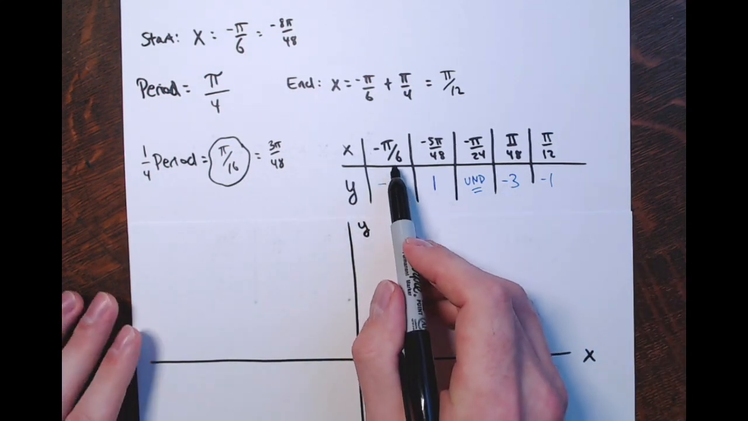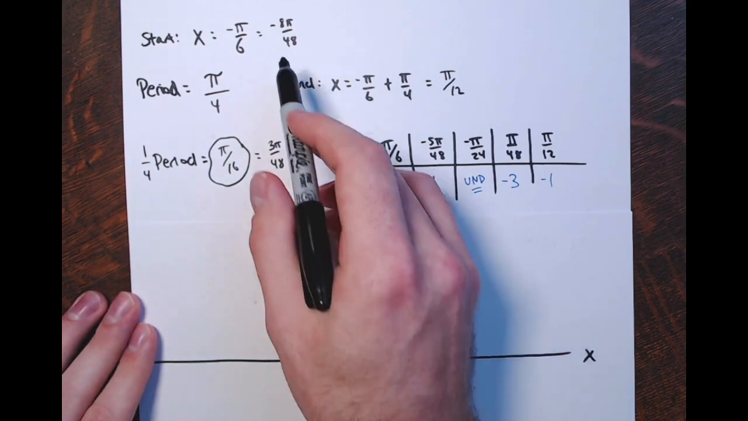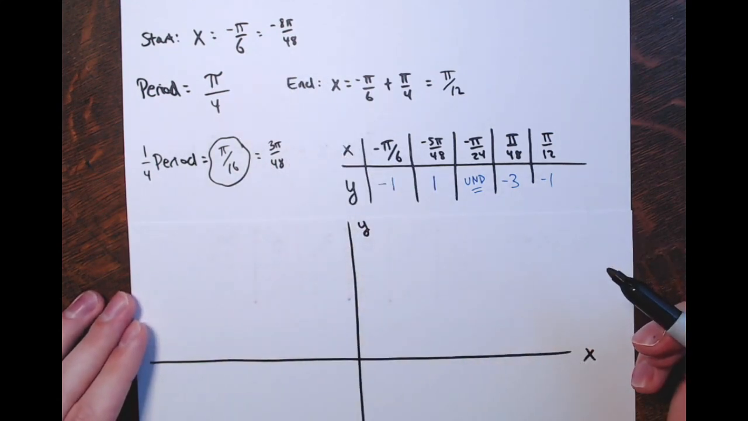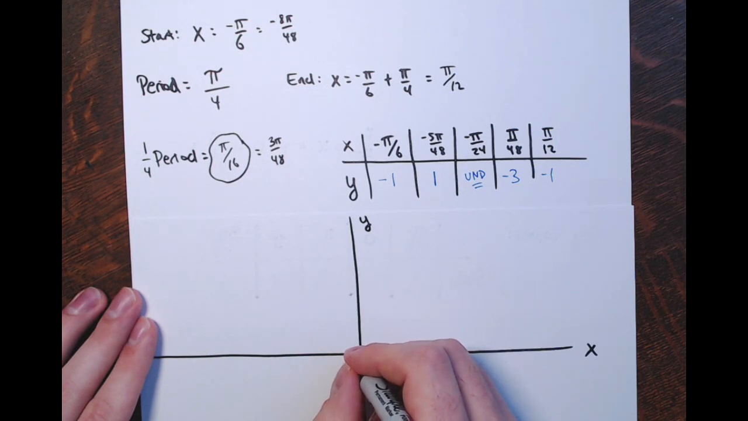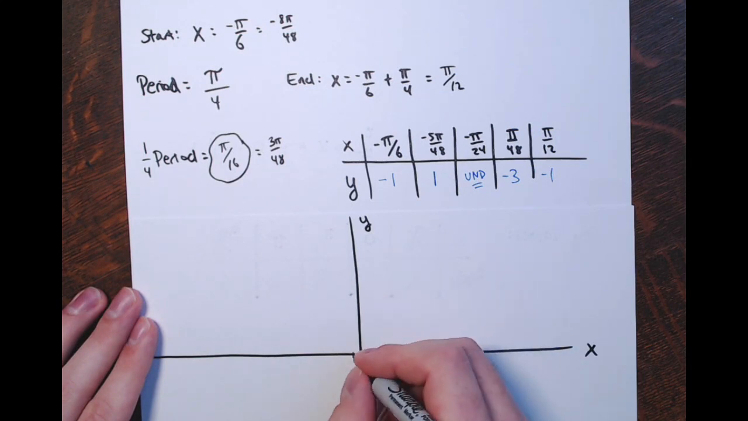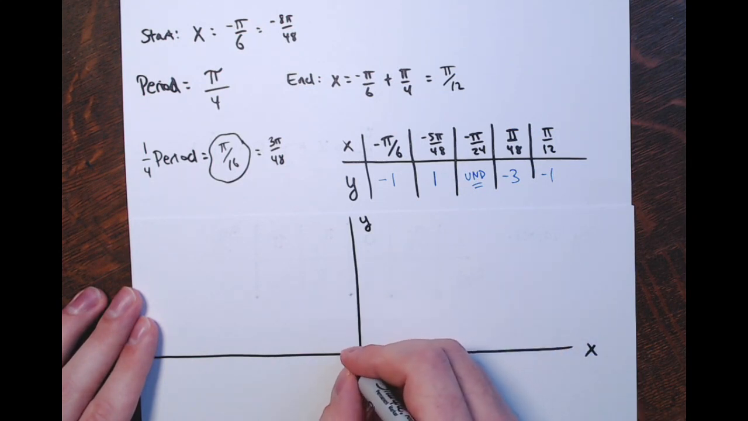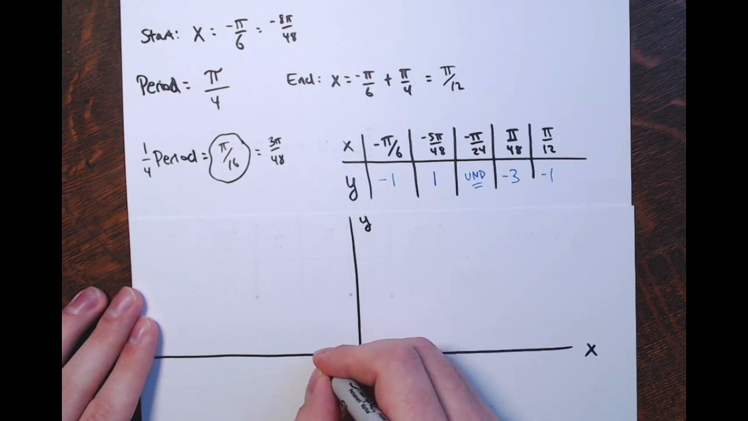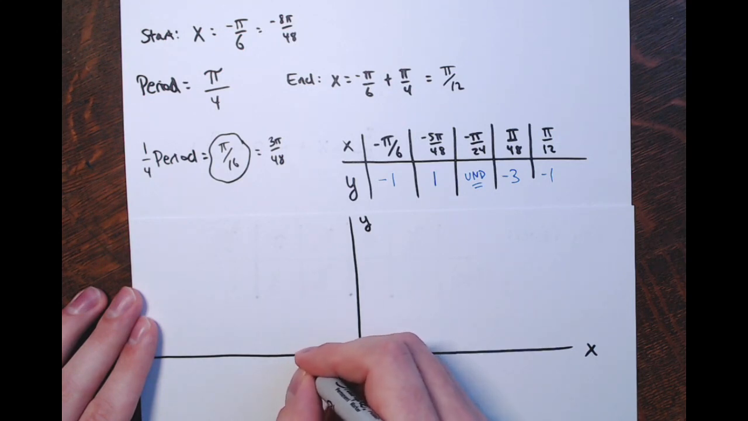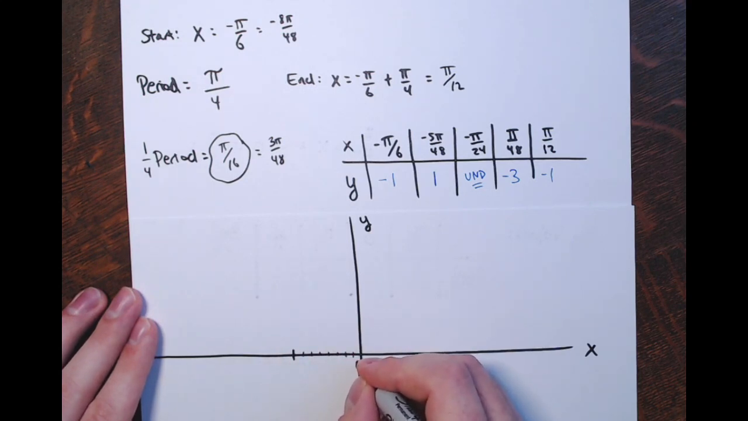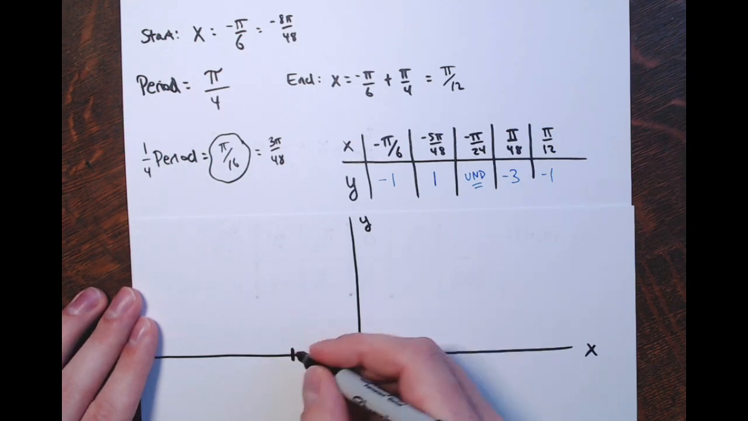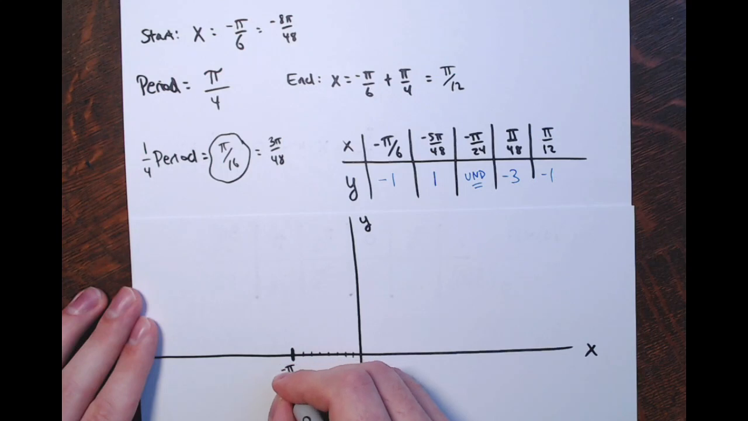Alright, so I'm starting at negative pi over 6, which is negative 8 pi over 48. So let's say each of these notches, I'm gonna make really tiny ones. There's 1, 2, 3, 4, 5, 6, 7, 8. Let's say these tiny notches are every pi over 48. So here's negative 8 pi over 48 or negative pi over 6.